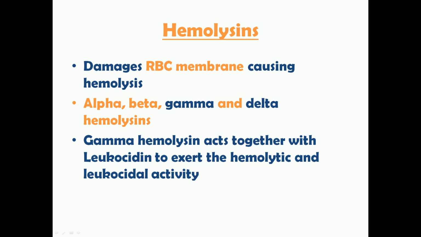Now let's see about hemolysins. Hemolysins are very important toxins secreted by the bacteria. They damage the red blood cell membrane and cause hemolysis, as the name suggests. They are classified into alpha, beta, gamma, and delta hemolysins. Here, the gamma and delta hemolysins are mainly associated with damaging human RBCs. The alpha and beta hemolysins do not cause damage to human RBCs. So remember, only the gamma and delta hemolysins can damage human RBCs and cause their lysis.